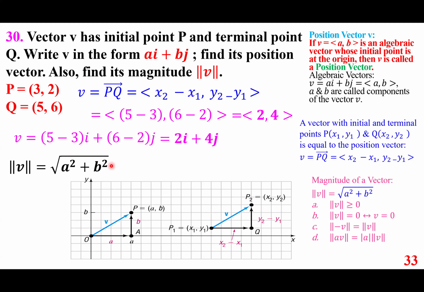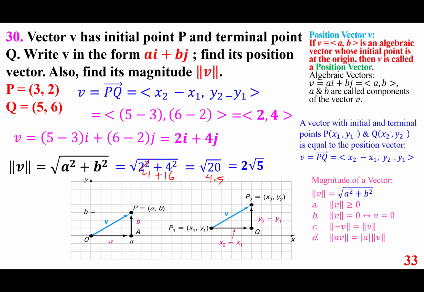We are going to put in there 2 squared and 4 squared, and we get the square root of 20. As you know, 20 is 4 times 5. 4 comes out as 2. So we get 2 square root of 5.